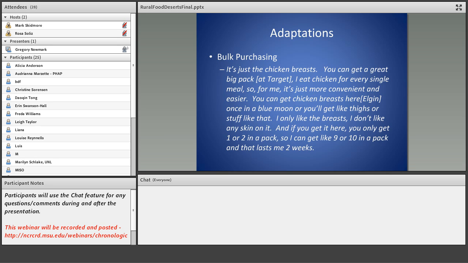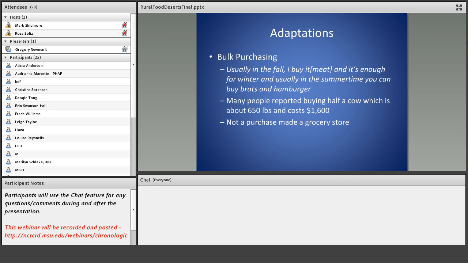Another adaptation is bulk purchasing. Here's a quote from a woman who basically didn't shop locally because she ate mostly chicken breasts, and as she said, she can get a great big pack at Target, and it's just easier for her to go there and buy food in bulk. That's one form of bulk purchasing. Another form is that because rural communities have access to agriculture, a lot of families talked about buying a half or a quarter of a cow and using that for the entire winter. That is interesting because it's a purchase that's not made at a grocery store. It's unique to the rural environment, but it also represents a huge outlay of cash up front. So that's not something that everyone can do.